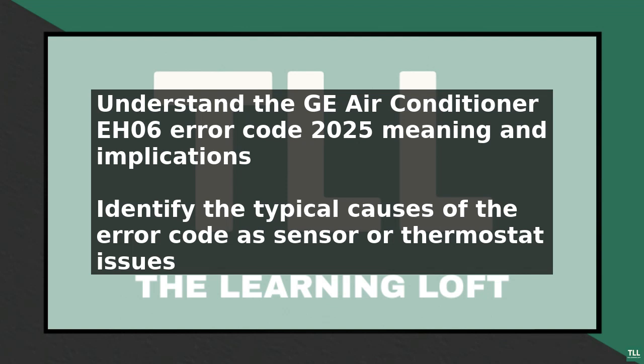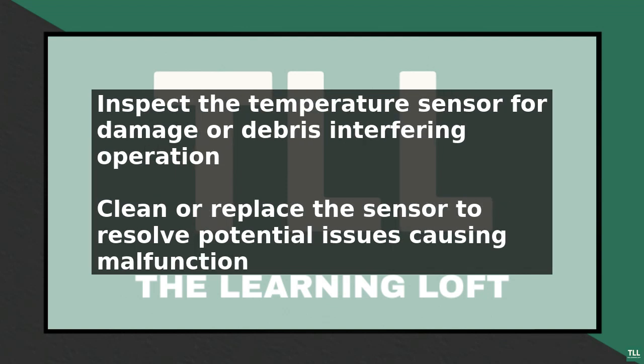Start by turning off the air conditioner and unplugging it from the power source to ensure your safety while working on it. Next, locate the temperature sensor, usually found near the evaporator coils or inside the air handler unit. Inspect the sensor for any signs of damage, dust, or debris that may be interfering with its operation.